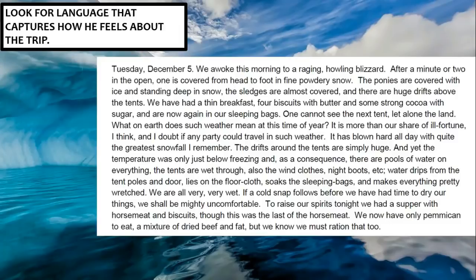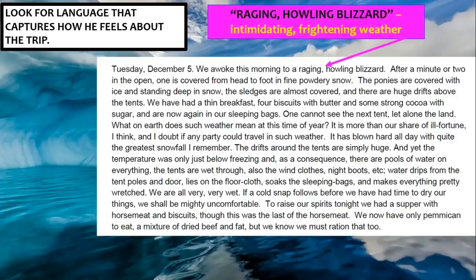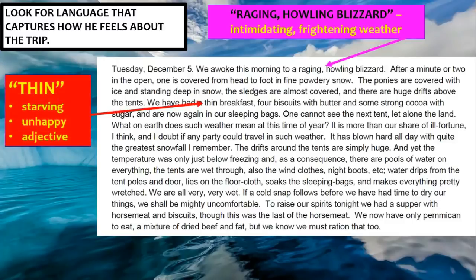So I'm just going to do a 2 or 3 here, and then you can have a go. First thing I'm going to pick out is, he doesn't just say he woke to a blizzard, it was a raging, howling blizzard. So why has the writer used those adjectives, raging and howling? Well, for me, it almost suggests that the weather is intimidating and frightening. Raging is almost something that is angry.